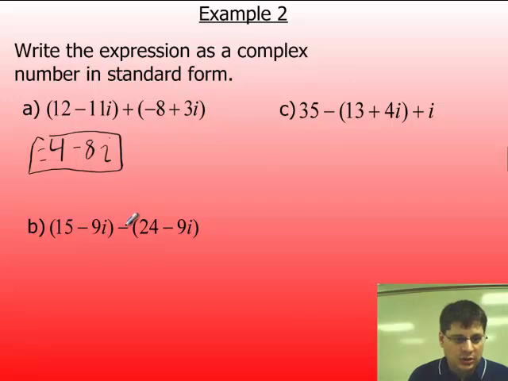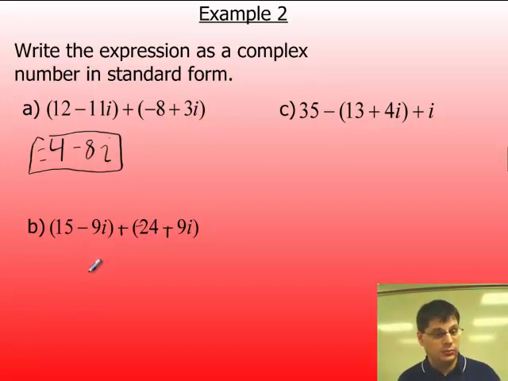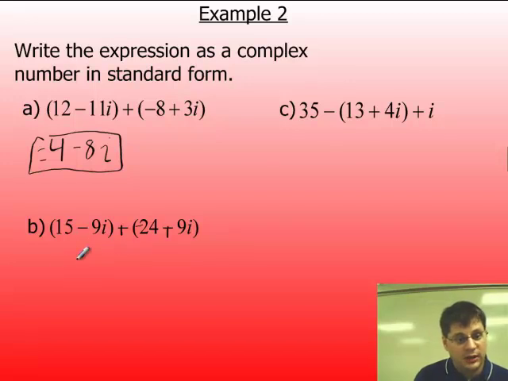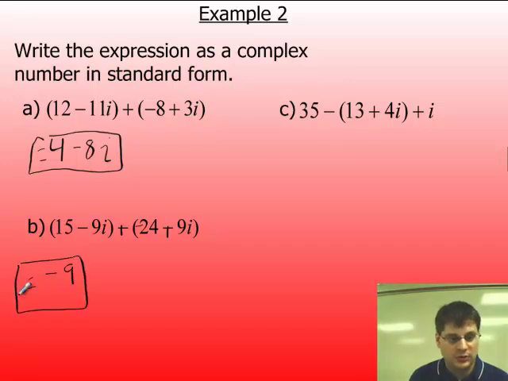Here I'm subtracting them, so keep in mind the subtraction sign applies to everything in the second one. So this is like saying I'm negative 24 and positive 9i. Make the sign changes to help you keep that straight. And that's going to leave me with 9, negative 9. So that's our real part. And our imaginary part, well, the negative 9i and the positive 9i cancel each other out. So we're left with just a real number. Actually, an integer, to be more specific. So negative 9.